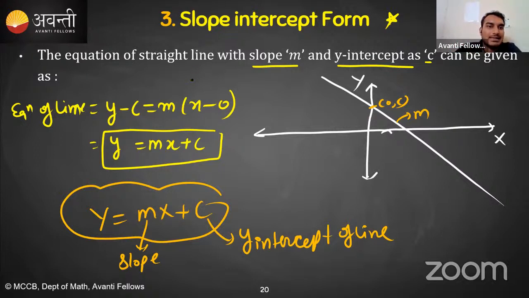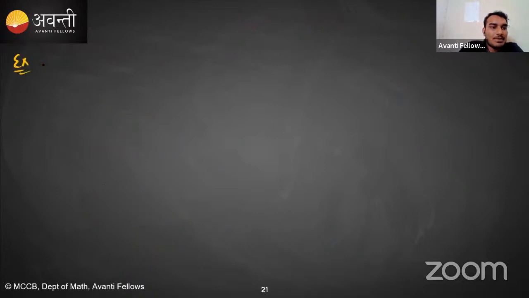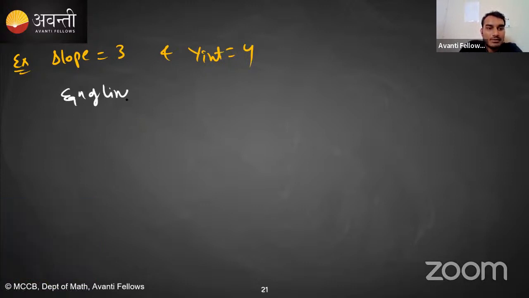Clear? So let's say, for example, the slope is 3 and the y intercept is 4. If I ask you what is the equation of the line? The equation of the line is y is equal to mx plus c, right? Simple. c is your y intercept and 3, the coefficient of x, is your slope. Again, let's look at one more question.